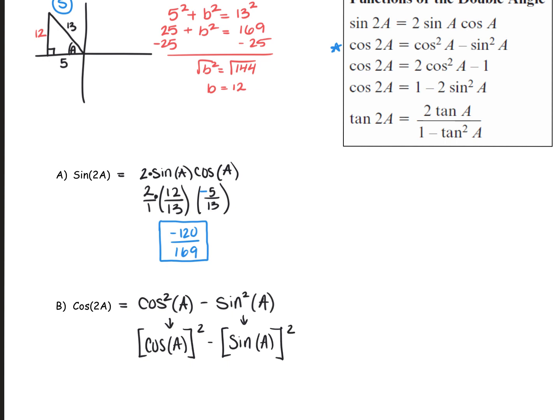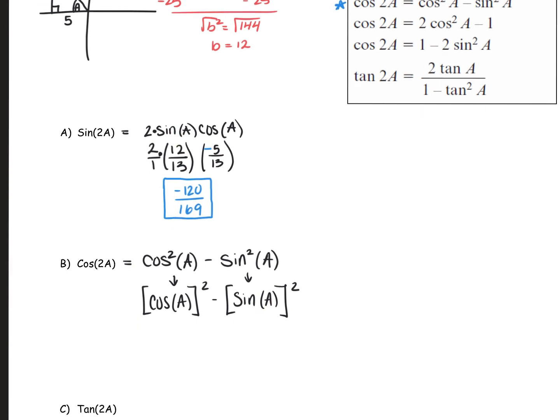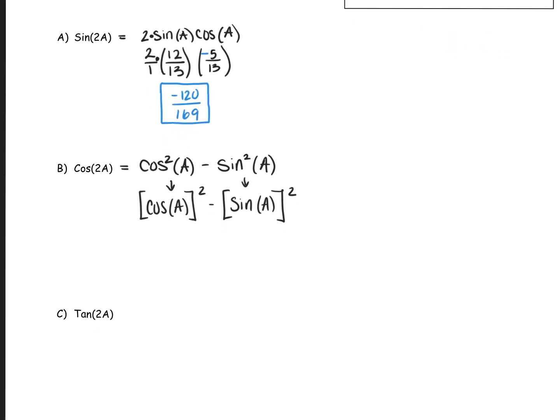It's just notation. For whatever reason, the textbooks will always write the squared on the inside, but what it means is this whole thing squared. So it's really important that we know that. We already found what cosine of A was previously, right? Cosine of A was negative 5 over 13, and we know that sine of A was 12 over 13. So we're just going to plug into this formula.